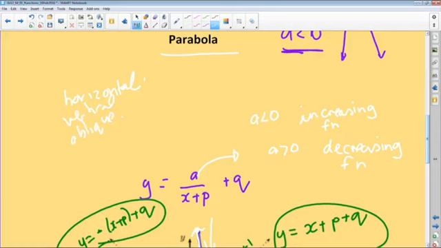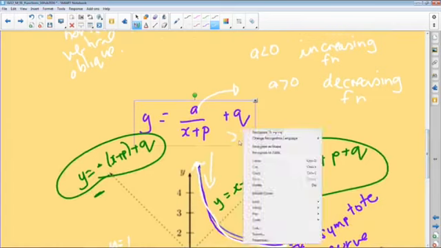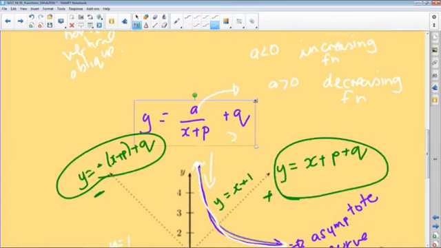So if we go back to our defining equation, x is equal to negative p, that will be my vertical asymptote. And y is equal to q, that would be the horizontal asymptote.